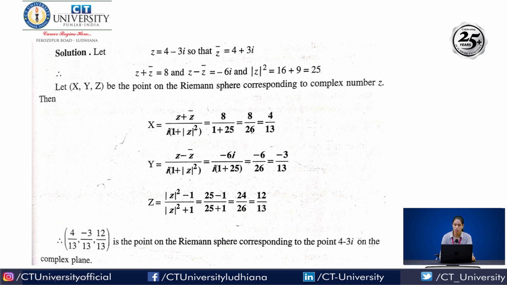So my x, y and z coordinates on the Riemann sphere become 4 by 13, minus 3 by 13 and 12 by 13. These are the points of the Riemann sphere corresponding to the point 4 minus 3i on the complex plane. This is an easy question because we have been given the complex number 4 minus 3i. So we can easily find the corresponding point on the Riemann sphere for the complex number z.